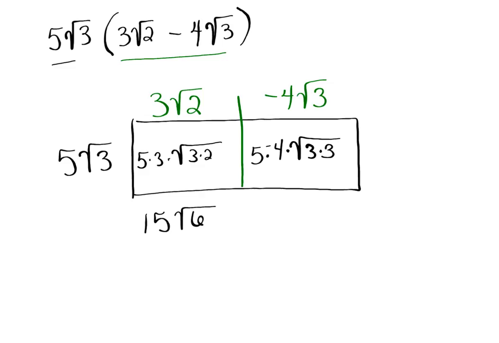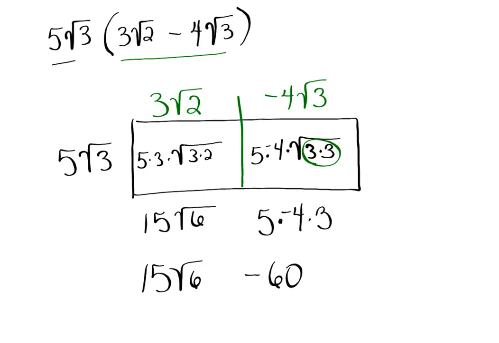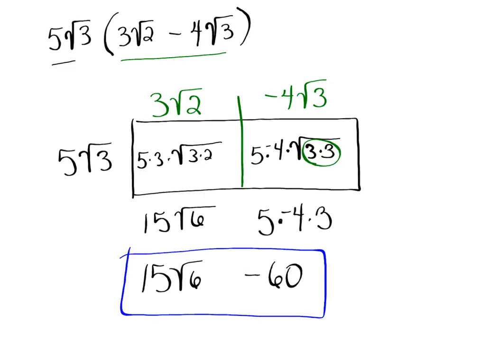And over here, what I want you to notice is I have a group that can come out. So I have 5 times negative 4 times 3. So I have 15 square root of 6. And let's see, 5 times negative 4 is negative 20 times 3. That would make that negative 60. And this, right here, is the answer. Right, we're going to do a couple problems in class.